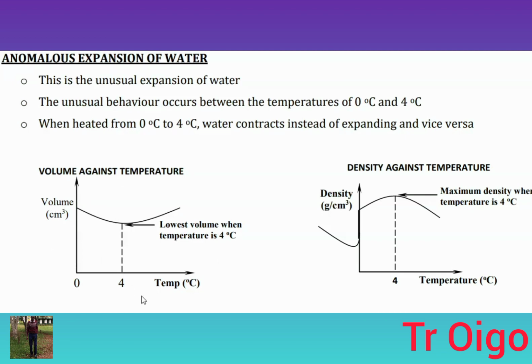For volume against temperature, the graph usually is a drop, but the vice versa is also happening for the graph of density against temperature. So as the volume reduces, the density increases. So if you are required to draw this particular graph, this is the type and the nature of graph, if it is density against temperature or if it is volume against temperature.